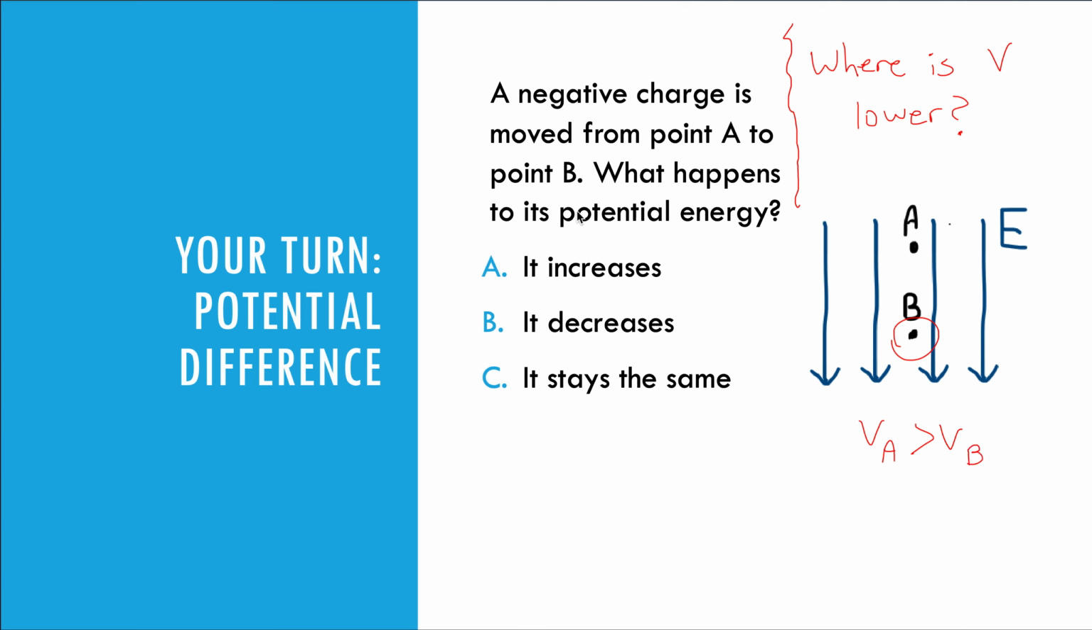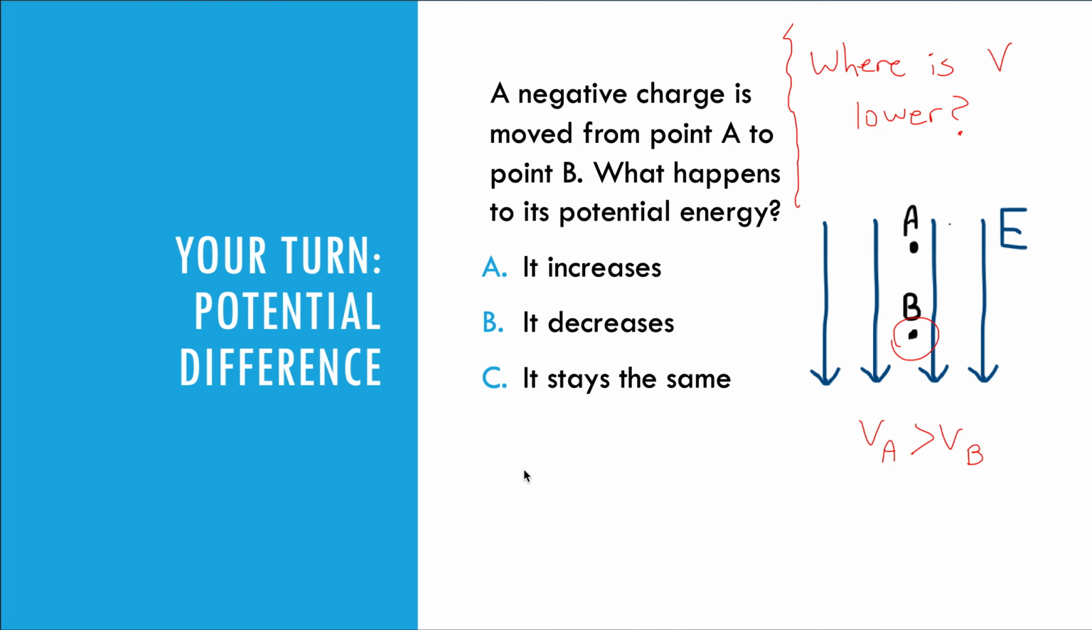Let's go ahead and look at this question just since I did have it here. If we do have a negative charge that is moving from A to B, so it's going to a lower potential, then what's going to happen to its potential energy? Well, go ahead and pause the video. There's a couple ways to do this.